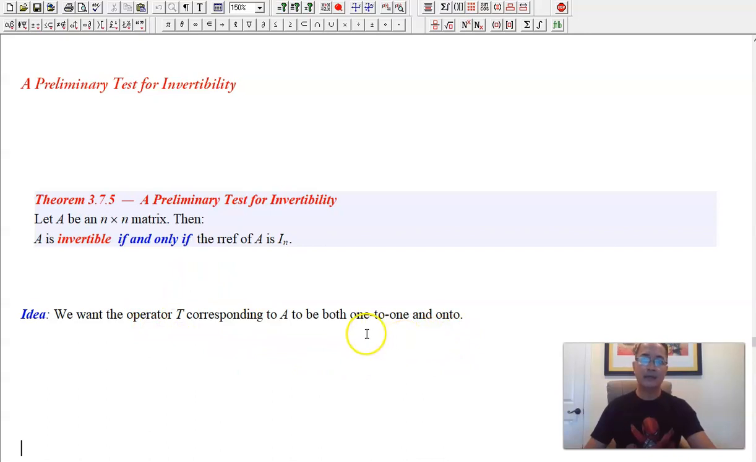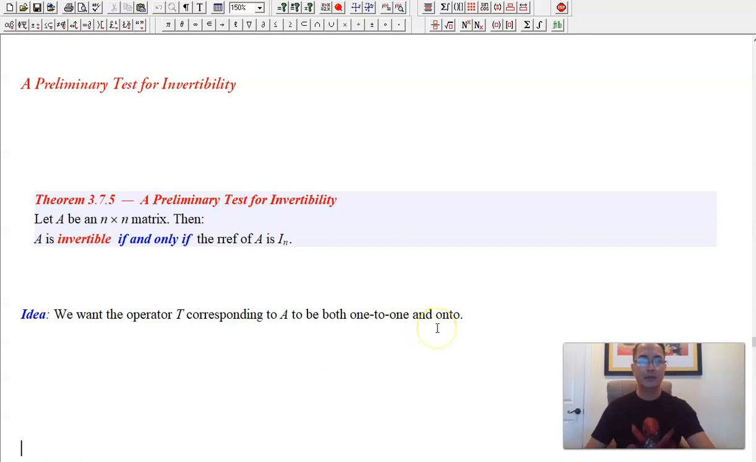But how do you tell if an operator is 1-to-1 or onto or both? You look at the REF. To be 1-to-1, you can't have a free variable. So the nullity is 0. The rank is also n.